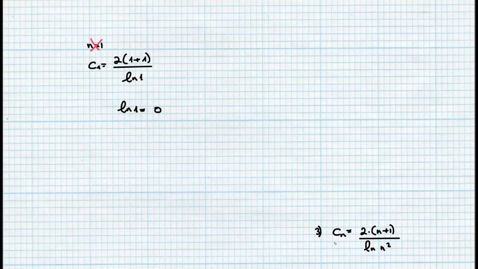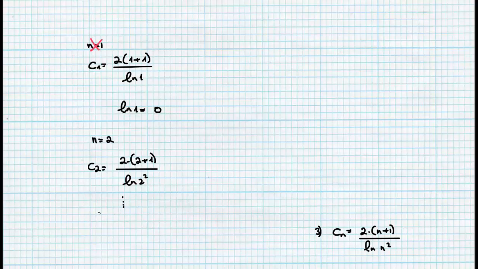So what you can learn from this example is that n can start not from 1, but from another positive integer. In this case, it starts from 2. So c_2 equals 2 times, I just plug 2 instead of n, plus 1, divided by the natural logarithm of 2 squared, and you understand the principles here.